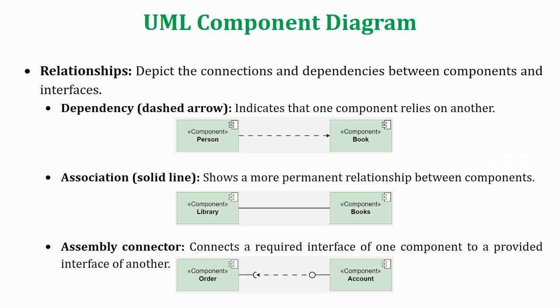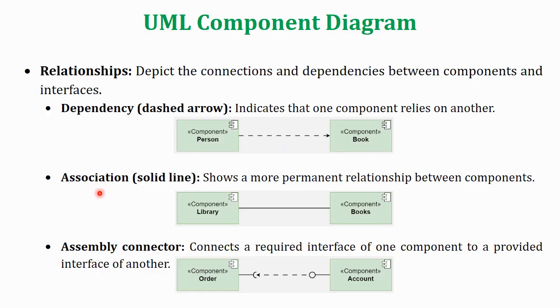So this is the way we make the relationship between the components using the interfaces. And the next one is the relationship. It depicts the connection and the dependencies between the components and the interfaces. For example, the dependency relationship is a dashed arrow. It indicates that one component relies on another. For example, persons depend on the books.